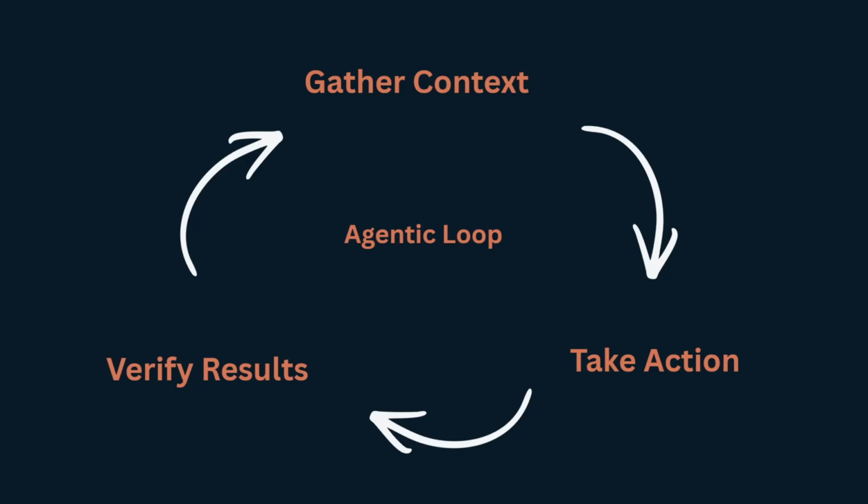For example, if you ask it to fix a failing task, it will first gather context, which means it will find the errors and see which file the errors are in, and then take action by fixing those errors. Last, it will verify those results, making sure that those errors were fixed, and then provide you with detail on what went wrong in the code and how it fixed it.